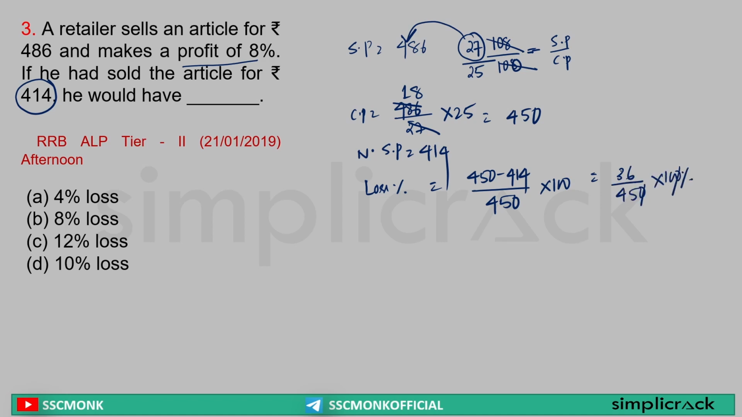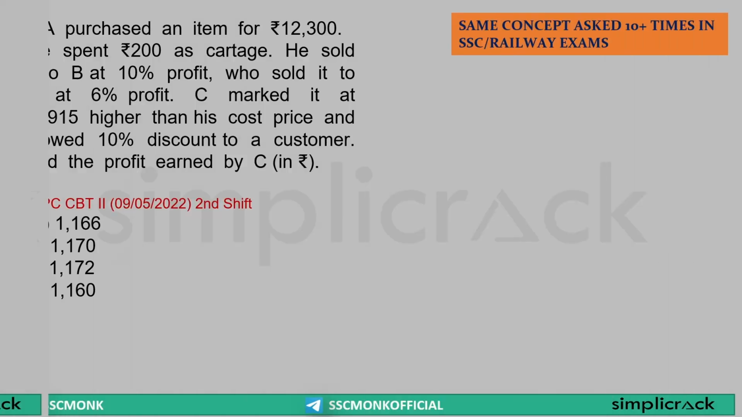0 crossed out. 9 4s are 36, 9 5s are 45. Sir, 4 into 5, that means 8% loss. Option B is the right answer. Clear? Next. This is the most asked type.